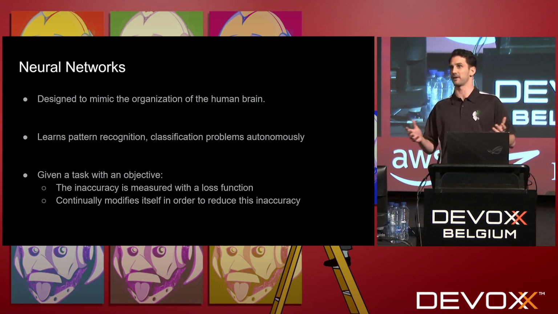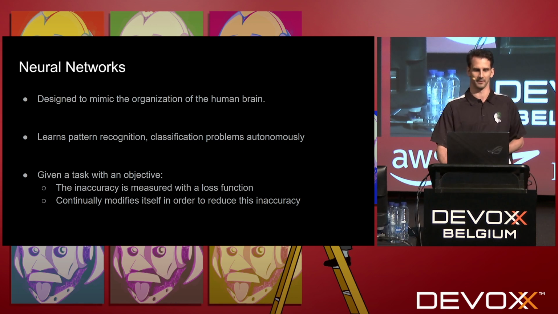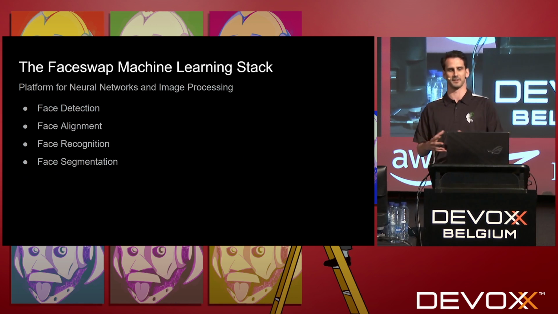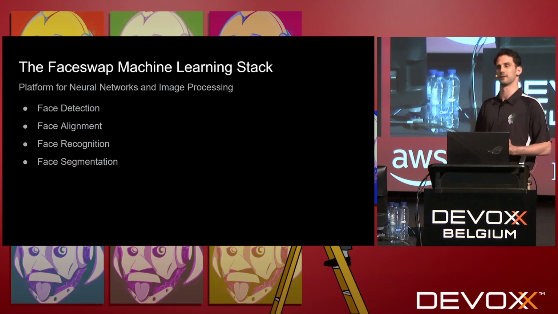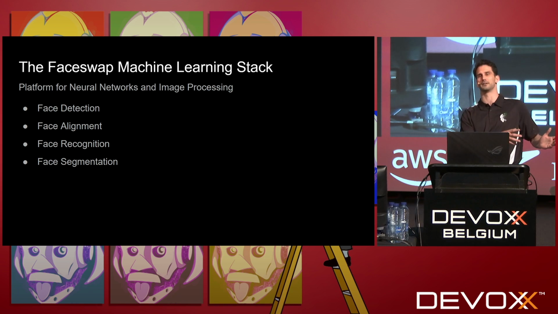So what's a practical example of this very abstract description I've given? We always talk about the Faceswap machine learning stack, and we have a couple of different neural networks. We have the core one that's obviously doing all the swapping between identities.